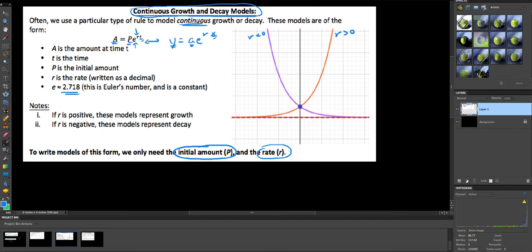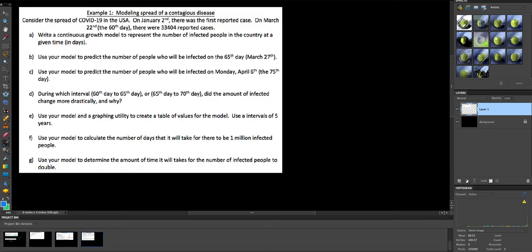Can we write a model given some data points here that would help us predict, say, an amount of bacteria at a given time, or the amount of time that needs to pass for there to be a certain number of bacteria present? And so that's what we're going to do with this slide here.